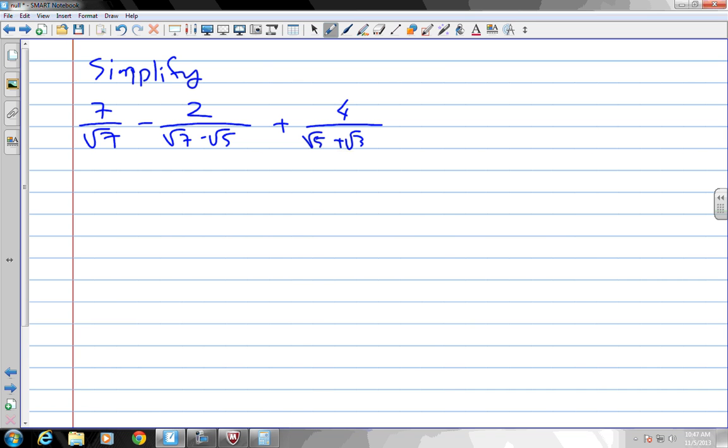Now, these 3 denominators are extremely different from each other. So technically, the LCD for these 3 fractions as it's written is square root of 7 times square root of 7 minus square root of 5 times square root of 5 plus square root of 3. That's the LCD, and it's just nasty. Okay? And I'll have to multiply the numerators by whatever is missing. I'm going to get a big mess of those square roots.